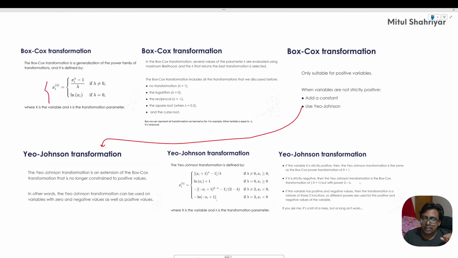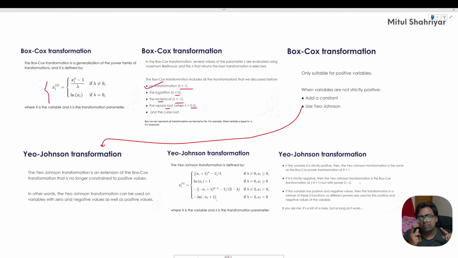Great. And here you can see lambda. If we set this value to 1, there is no transformation. If 0, it's logarithmic. If -1, reciprocal. If 0.5, it's the square root, and then cube root, and so on. This Box-Cox transformation is suitable for positive variables. So if the column has positive values, it's good.